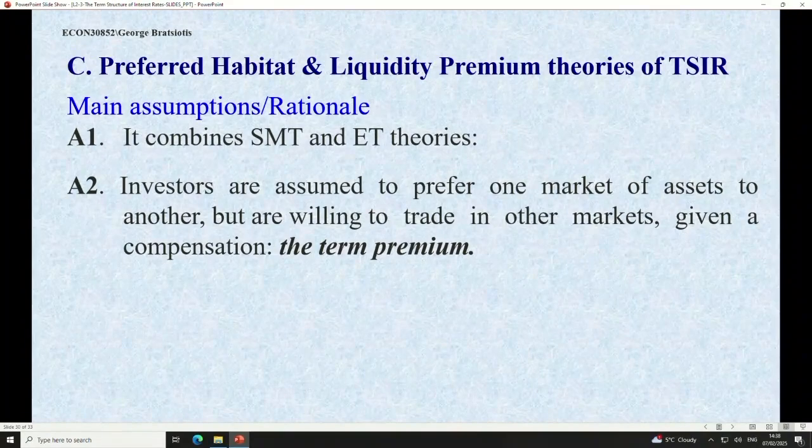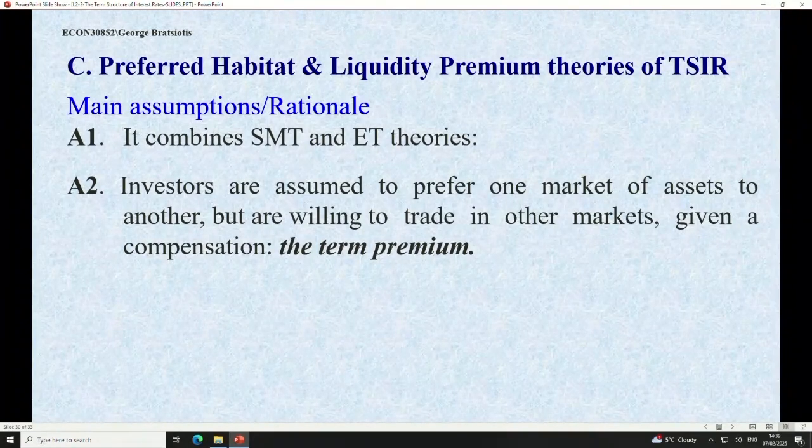So that brings us to the final theory, which is the preferred habitat or the liquidity premium theories. Okay? And it's very simple, guys. The rationale here is that it combines the segmental markets theory, and that's why we wanted to do it, with the expectations theory. In other words, it takes the good thing from the segmental markets theory, that there should be a premium for longer maturity. But then the rest is really driven by the expectations theory. And that's the best theory we have today.